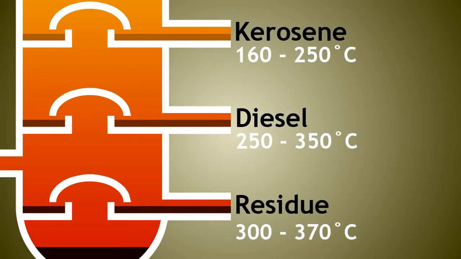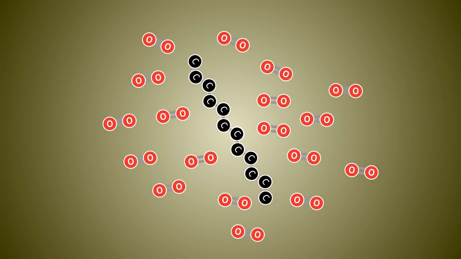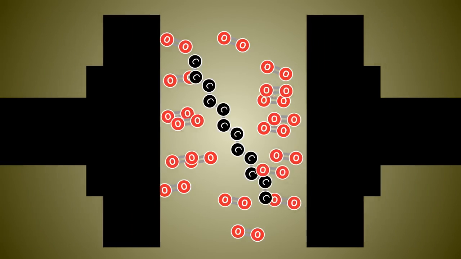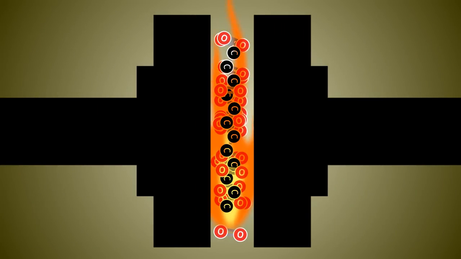Diesel is the next fraction. It is a common fuel in cars, vans and lorries. It is not as volatile as petrol, and instead of spark ignition, it ignites under compression.